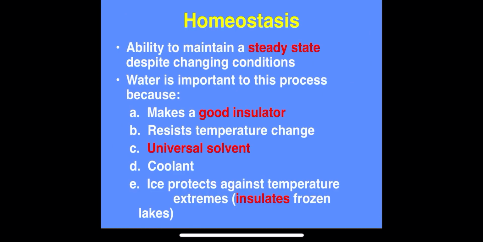What is homeostasis? It's the ability to maintain a steady state despite changing conditions. Water is important to this process because it is a good insulator, resists temperature change, and is a universal solvent and coolant, and ice protects against temperature extremes by insulating frozen lakes. So it's just a matter of balance.